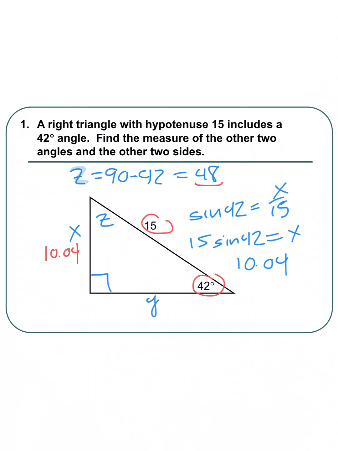And then now we need to try and find our y value. It is tempting to go ahead and solve using your Pythagorean theorem, but because our x value was rounded, we can't really use it to find our y value.